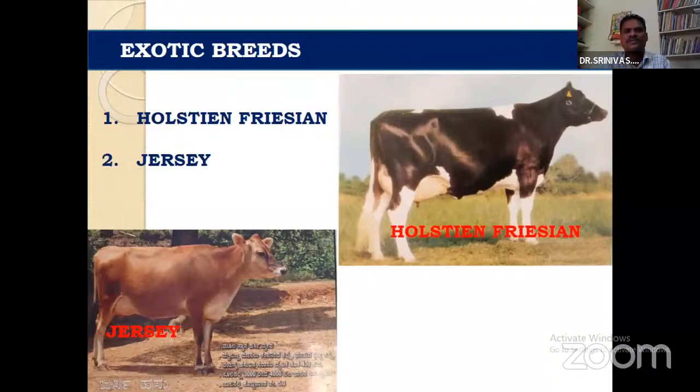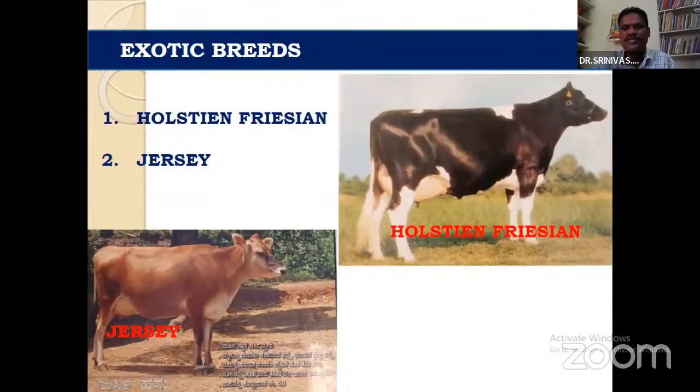Okay, we'll go for the exotic breeds. I'll give a brief introduction of these. You can see the beautiful photos here. I think people might know these in the surroundings of their house. We call these animals exotic breeds because we brought them from other countries. There are many breeds, but I will take up whatever breeds we are using here in Karnataka and India for the population of our local cows. There are mainly two breeds. As you can see on the screen, they are Holstein Friesian and Jersey.